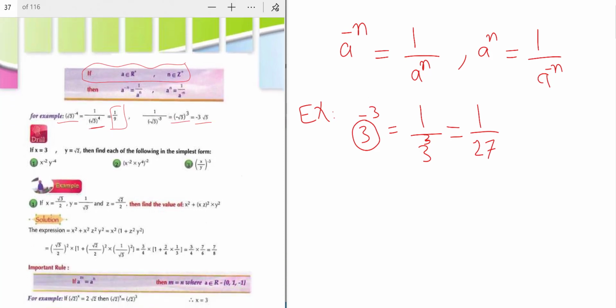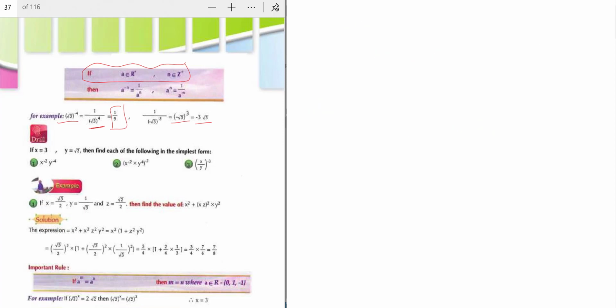Drill. Find each of the following in simplest form, if x equals 3 and y equals root 2. Find the product of x power negative 2 and y power negative 4. Simplify before substituting.